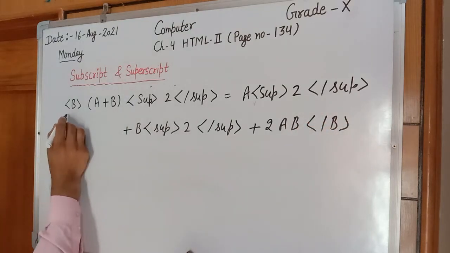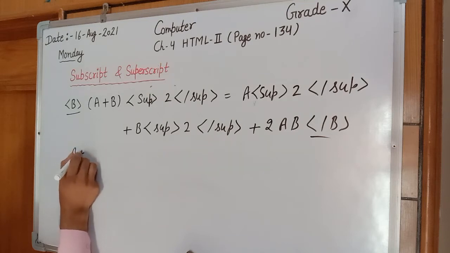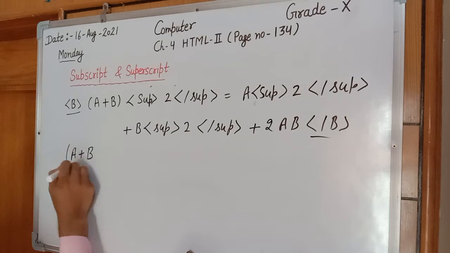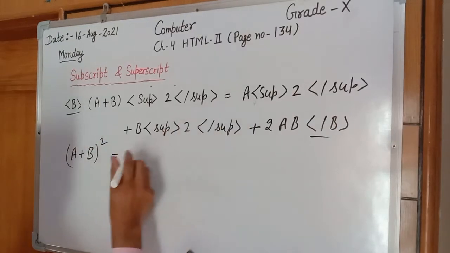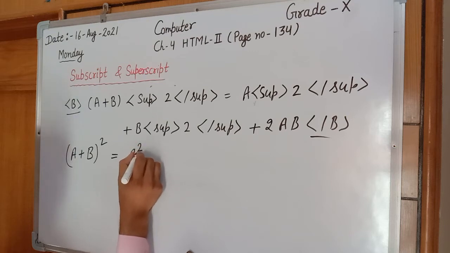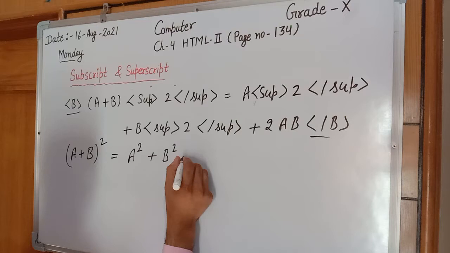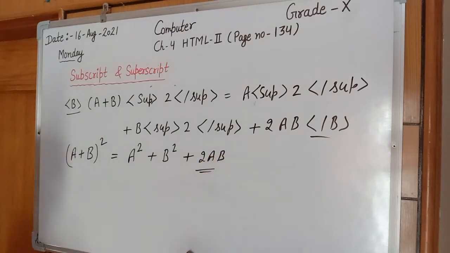Now see the output. It is bold, it is getting closed. All will be in bold form. The output will be A plus B same. Sup will convert it to the superscript. Afterward the equal to sign. Then A, then superscript 2, then B, then again superscript 2, then 2AB. This will be the output. I hope this point is clear to you all.